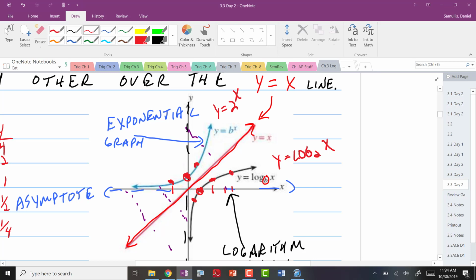When I say inverse, you say... All right, and then notice this. Symmetry about the y equals x line. So the bottom graph is the graph of a logarithm.